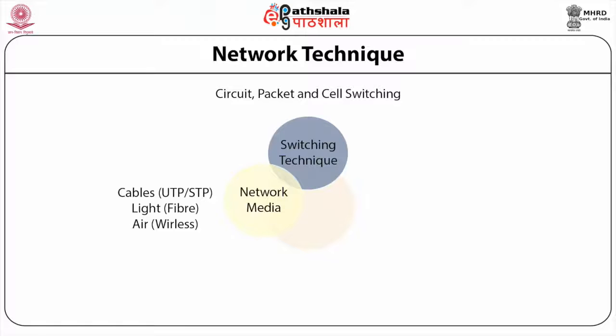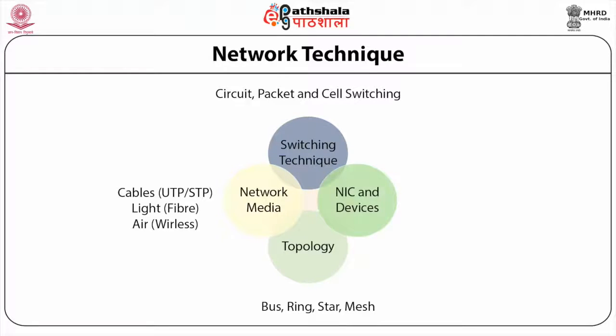Then how a network is connected: the common topologies used, such as bus, ring, star, and mesh network topologies, for connecting the computers over a network. Then the essential devices which are required, like the network interface card, hub, switch, router, modem, and gateways, and where exactly these devices are used.